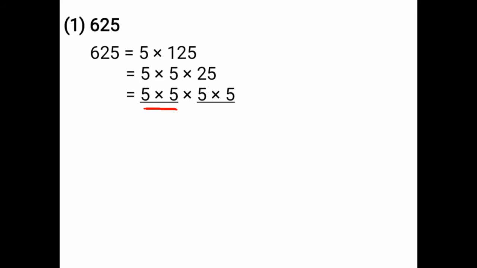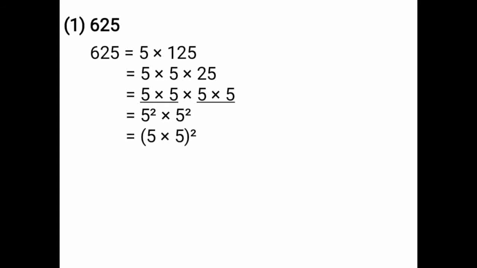5 into 5 is 5 square. 5 into 5 is 5 square. That is 5 square into 5 square. 5 is the base, 2 is the index. Now the base which is repeating here, you have to write in a bracket in multiplication form. The index which is repeating, you have to write only one time.